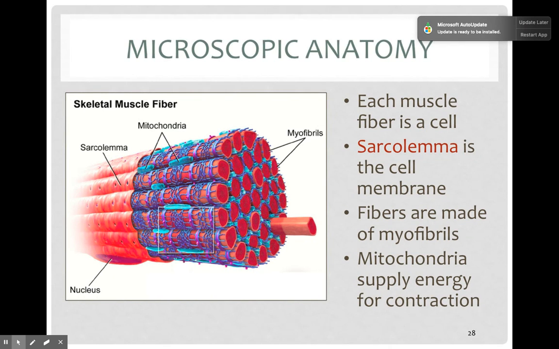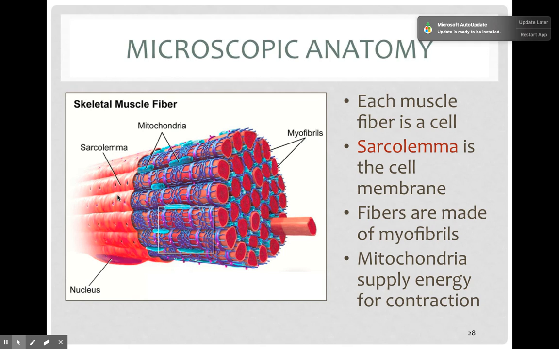If we dive a little bit deeper into the microscopic anatomy of our muscles, we know that each muscle fiber is a cell. If you remember from yesterday, I said muscle fibers and muscle cells, same thing. So each muscle fiber is a cell. A sarcolemma is the cell membrane. So that's this right here in this picture.